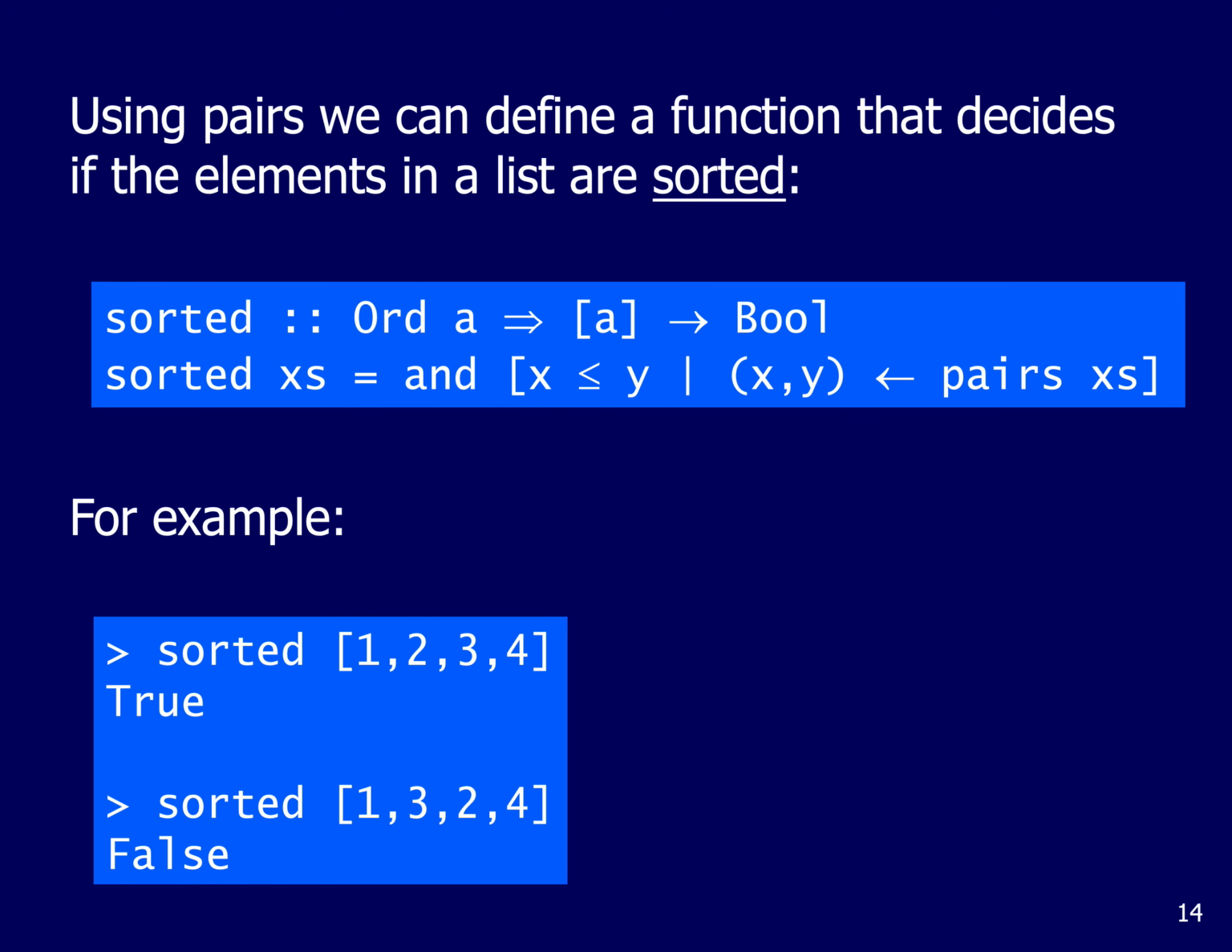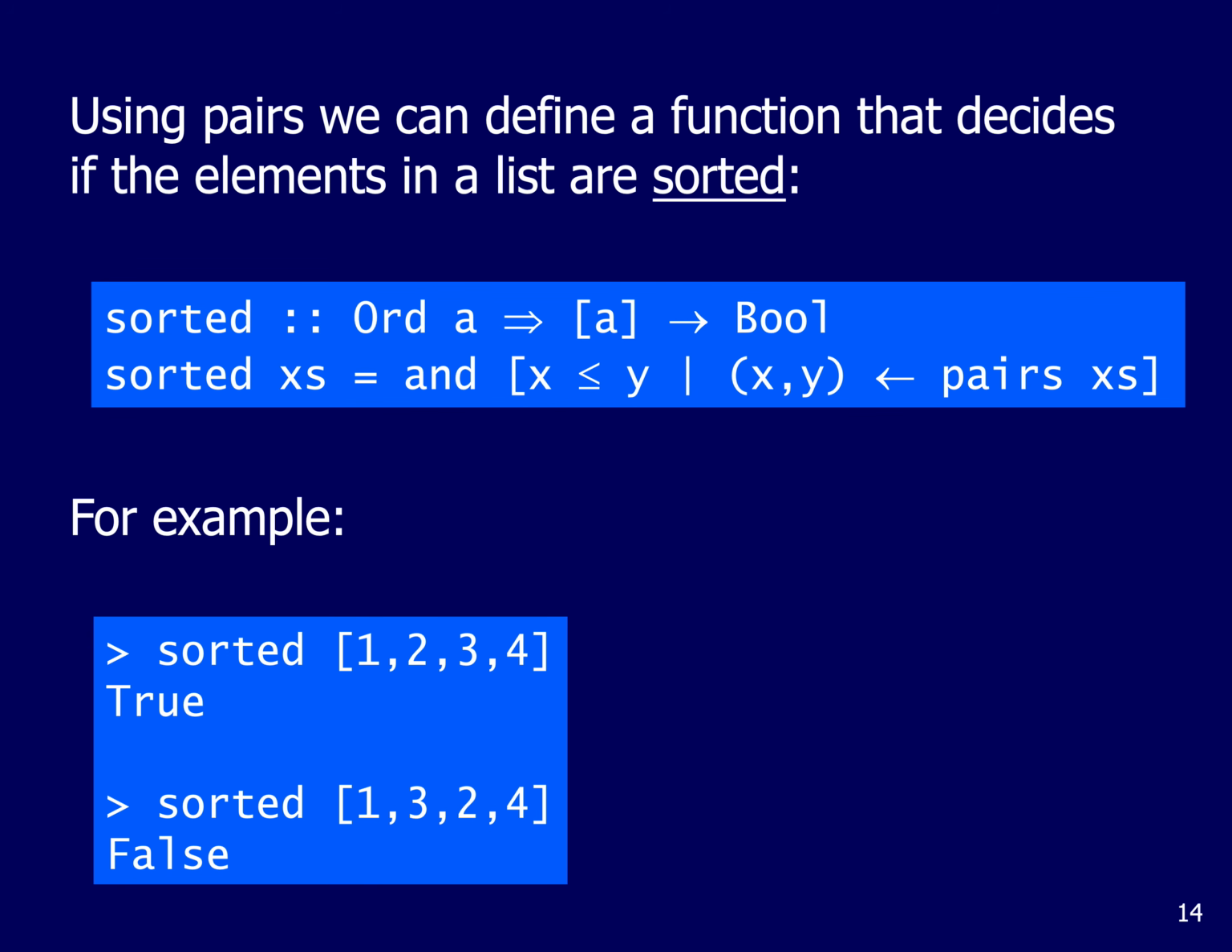So if we look at the first list, 1, 2, 3, 4, 1 and 2 are in the correct order, 2 and 3 are in the correct order, and 3 and 4 are in the correct order. And this is not the case in the second example, because if we look in the middle here, 3 and 2 are in the wrong place. So in order for a list to be sorted, all adjacent pairs must be in order. And using the pairs function, we can define a nice, simple one-line definition for this.